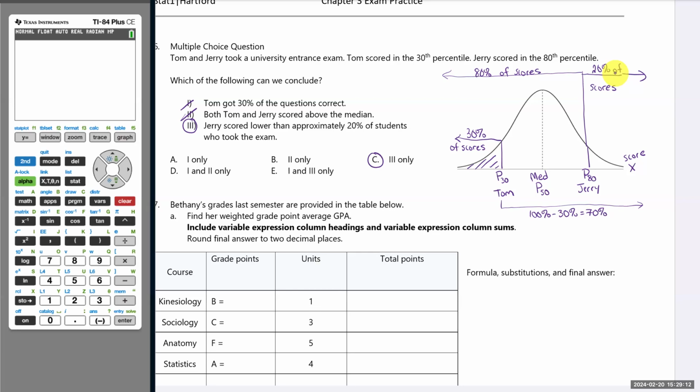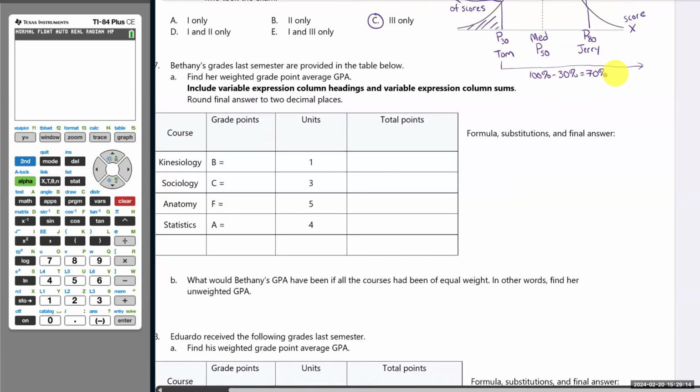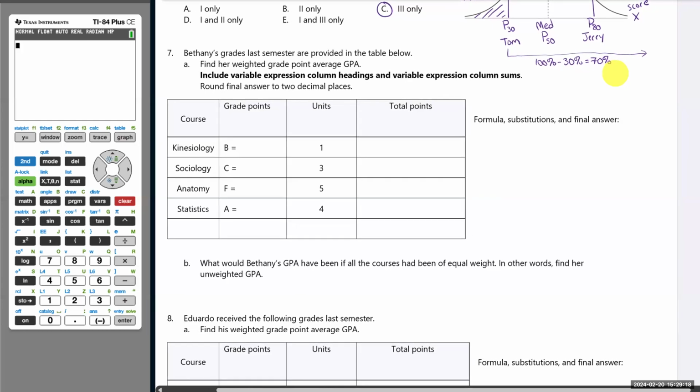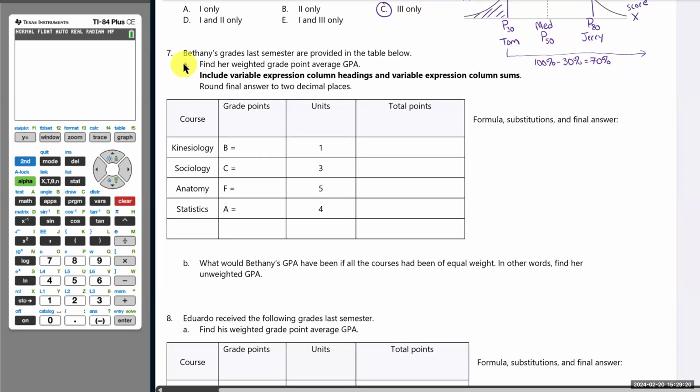All right, and then next we get to our GPA questions, our weighted mean, or sometimes the unweighted mean, depending on the question. But we'll start here with a weighted mean. So Bethany here took these classes. We have the grades she received. And let's start then with our variables. So we are going to put in our expressions here, our variables.